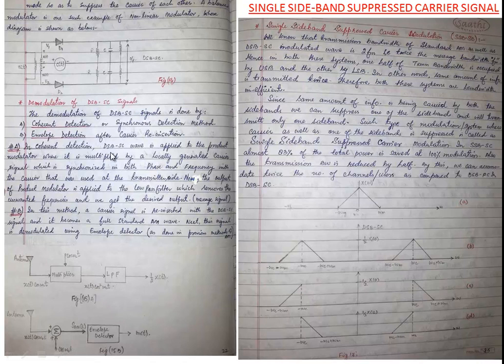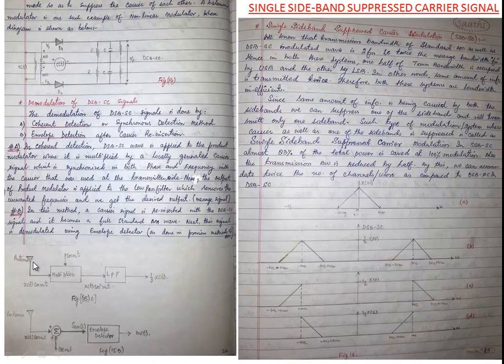In coherent detection, the double-sideband suppressed carrier wave is applied to the product modulator, where it is multiplied by a locally generated carrier which is synchronized in both phase as well as frequency with the carrier that was used at the transmitter side. The figure is given here.